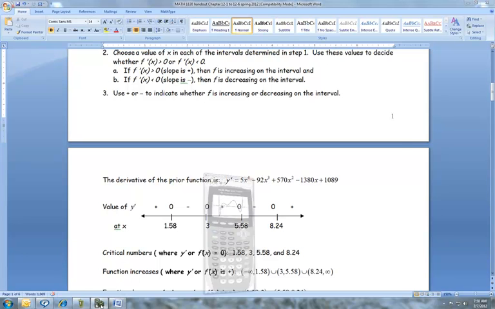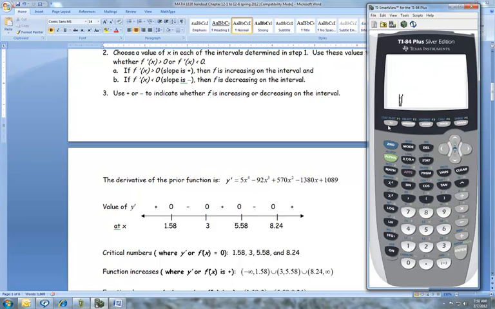Let me get my original back up here. It's up there. So if you got this derivative, that would be 5x to the 4th minus, if you go 4 times that, it should give you that 92, x to the 3rd. 190 times 3 is 570, decrease power by 1. Negative 690 times 2 would be that negative 1,380. And then that would be just plus 1089. And then remember, a constant goes away.